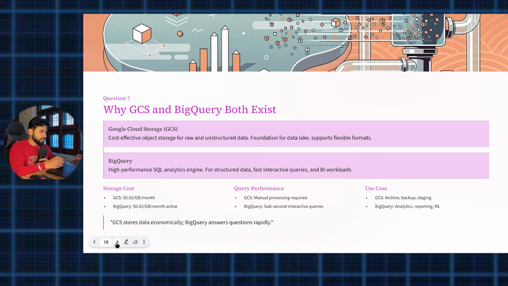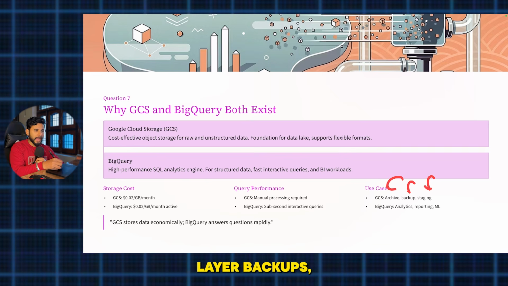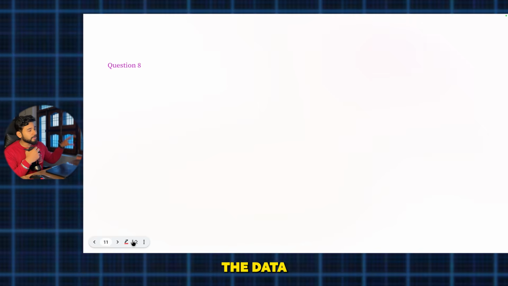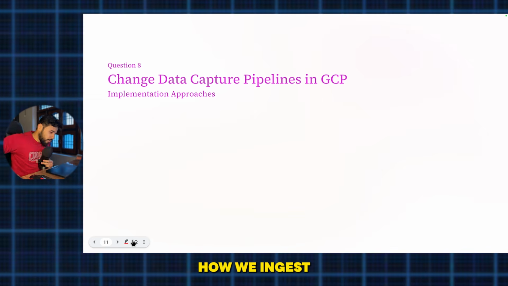Okay, use cases. GCS, Google Cloud Storage, is for any kind of archival data, staging layer, and backups. BigQuery is for analytics, reporting, and ML. Majorly we use GCS as an intermediate staging layer, where you can fetch the data from any kind of source, keep it in GCS, then while reading from there, apply your transformation logic. That is how we ingest data using GCS.